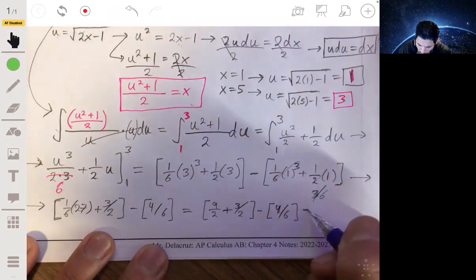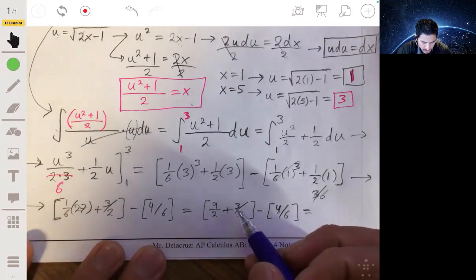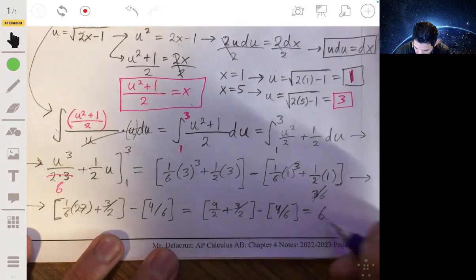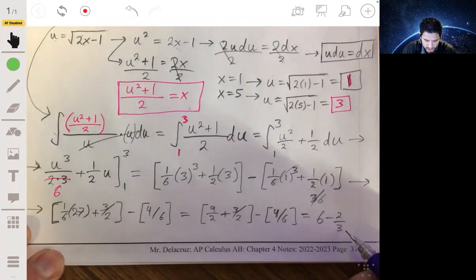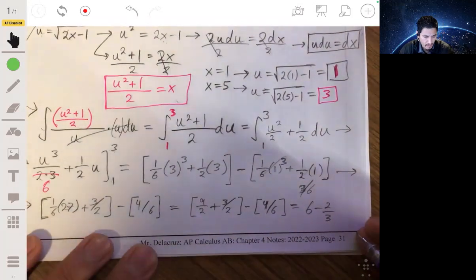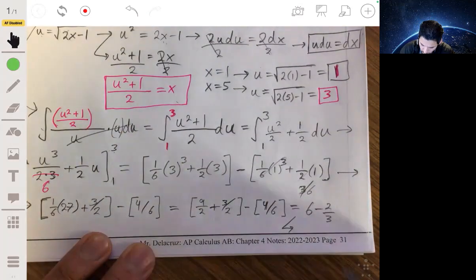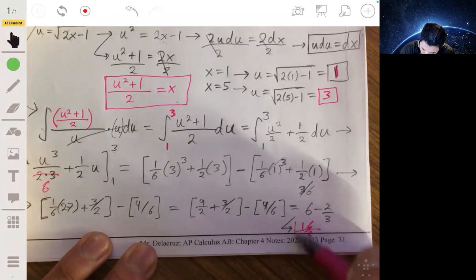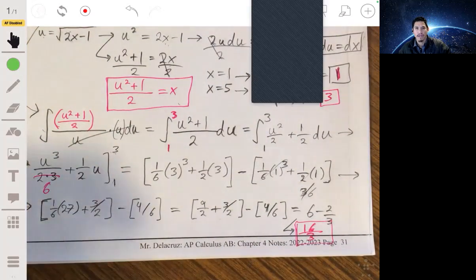And then we'll get 12 halves. We'll just get 6. We'll get 6 plus 6 minus 2/3. And we'll get 5 1/3, or that'll be 16 thirds. 16 thirds will be our final answer. All right. And that's all there is to it.